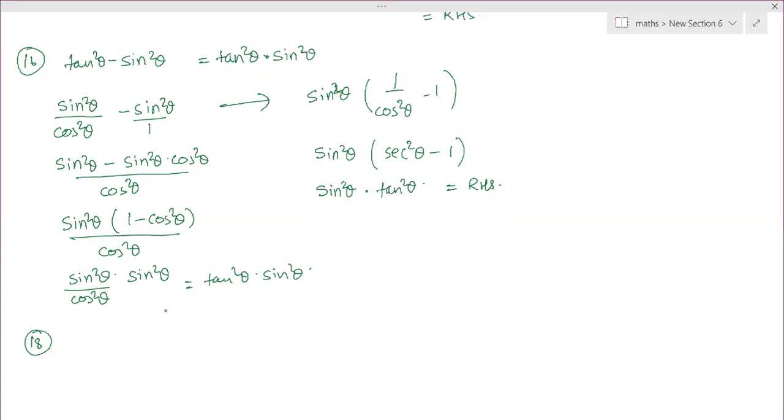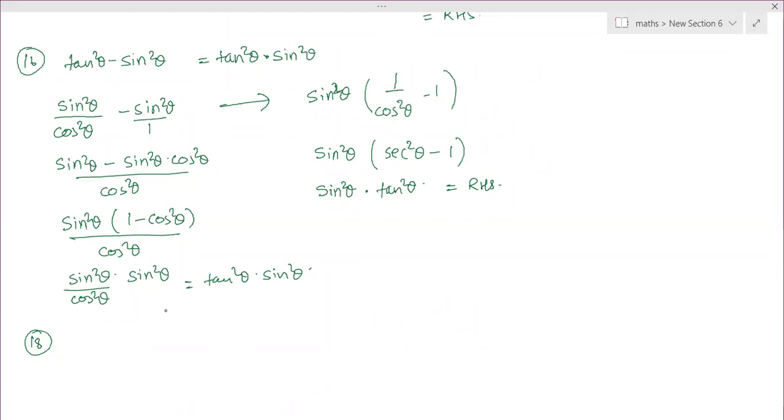That method is not always accepted; all teachers won't consider that method. You cannot leave it in between. There are a few questions where it is complicated, then only. It is not complicated. You can easily solve the LHS to get the RHS. No need to keep it halfway.